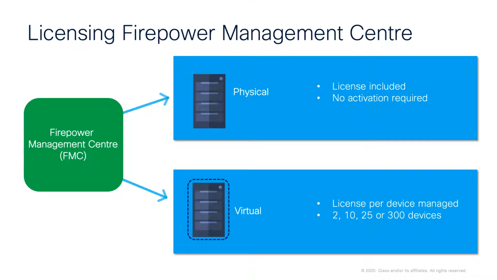Moving on, we have the licensing for Firepower Management Center. Now, with our Firepower Management Center, which is our enterprise class centralized management platform for firepower threat defense, we have 2 options. We have physical appliances and we have virtual appliances. If you're deploying a physical appliance, then the license is included and there's no activation required. When using the virtual Firepower Management Center, then it's licensed based on the number of devices it's likely to manage. So as you can see here, we've got a range of options. We have licenses for 2 devices, 10, 25, or the newer 300 devices.